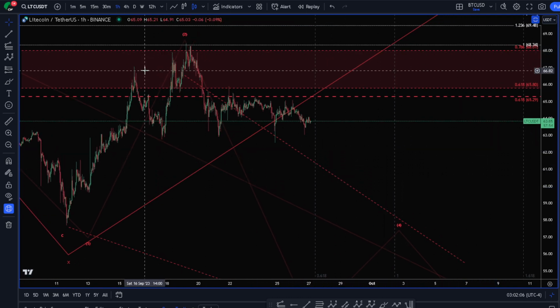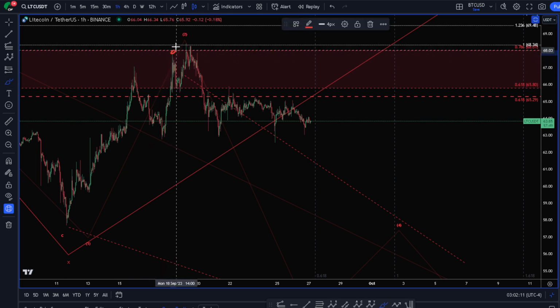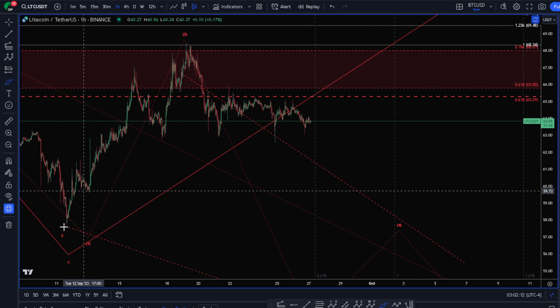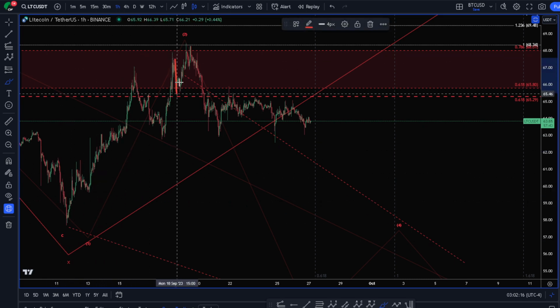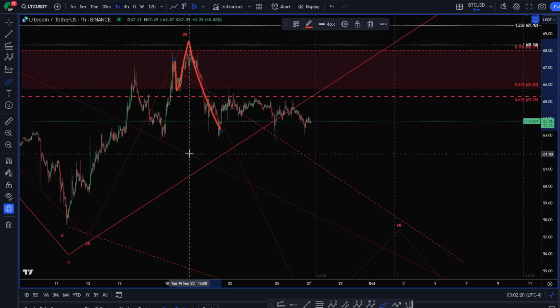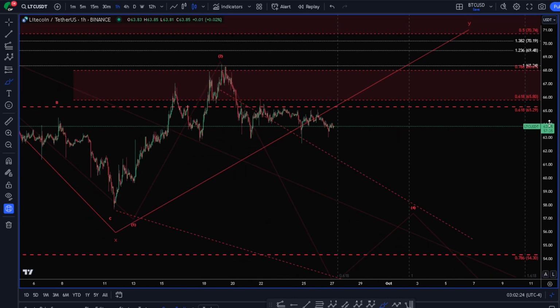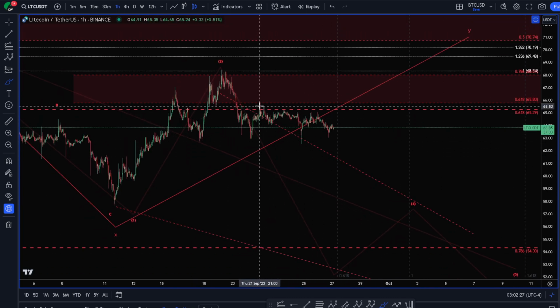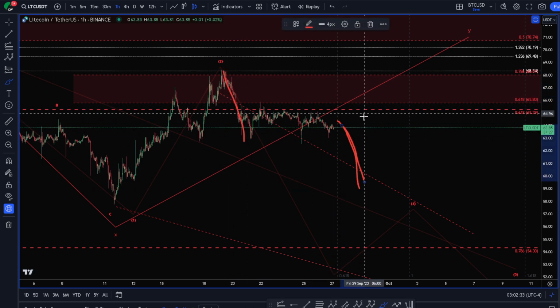So I suppose you could have 5 here, up to here. That would look a little better to me as a 1, 2, 3, 4, 5. And this could be a flat, expanded flat for 5 waves. The issue now is we're just drifting sideways, so that doesn't make sense to me. I'm expecting this to obviously get one more wave down. We got 5 waves here. We need another 5 to the downside.